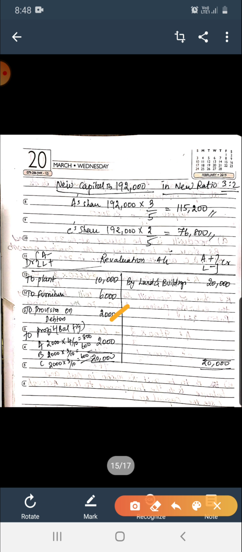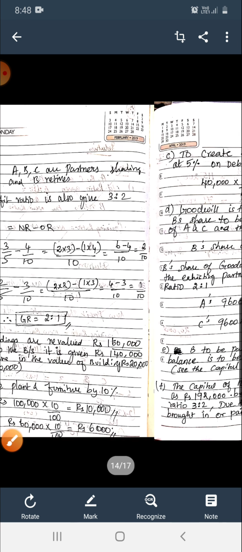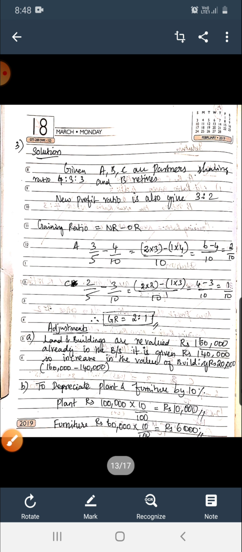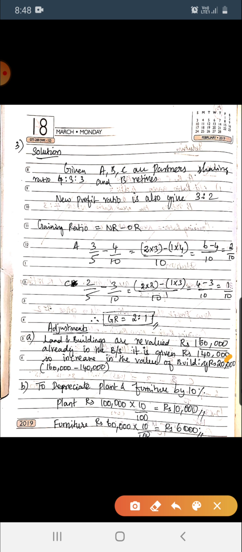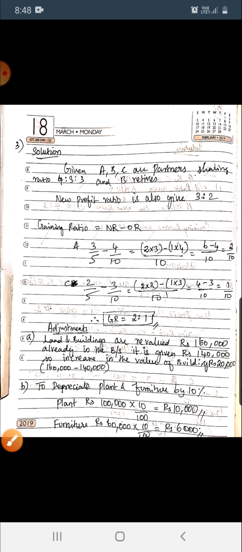Here 2,000 on the debit side. And land and buildings have to be appreciated, that is, revalued at rupees 1,60,000. Previously in the balance sheet it was given as 1,40,000. So the difference is 20,000.